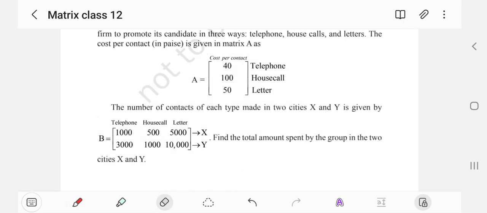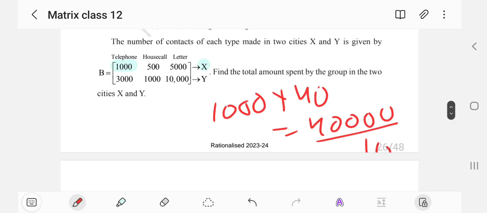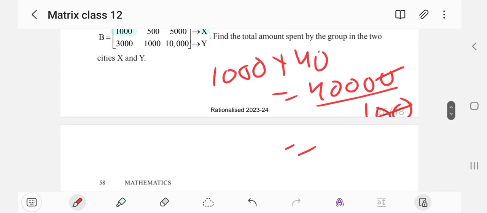Now how will I calculate it? What is the cost of making a telephone call? It is 40 paisa, and in city X I have made 1000 calls. Then what is the total cost of making telephone calls? It is obviously 1000 into 40, which is 40,000, right? And since it is paisa, I will divide it by 100. I get rupees 400.